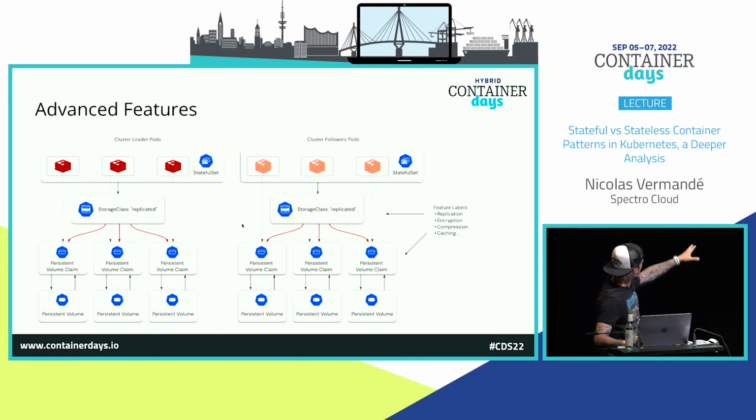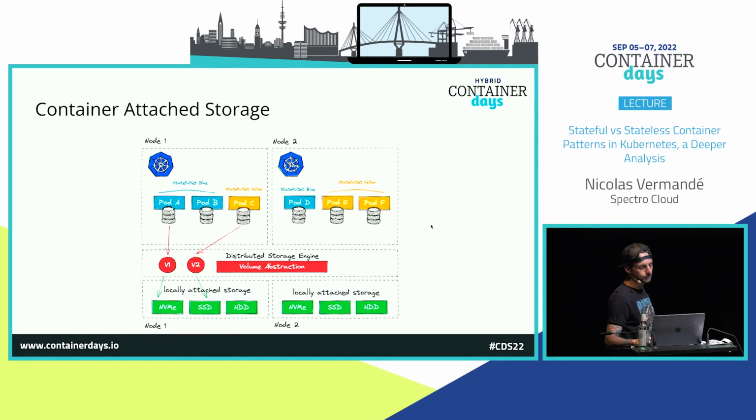And as I was saying before, you can do some more advanced features like replication, encryption, caching that are brought by the CSI. They are not native to Kubernetes, but if you want to run stateful workload at scale, you have to be aware of those extra features you will need in Kubernetes. And they are provided via the CSI driver.